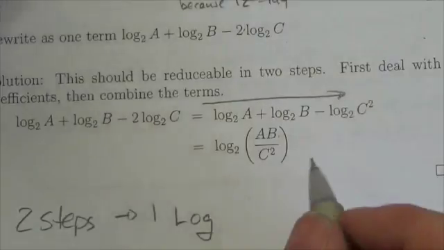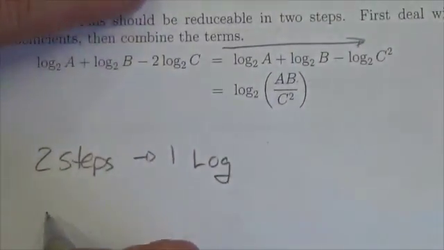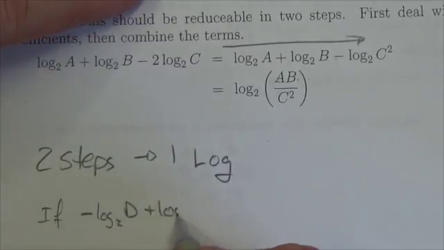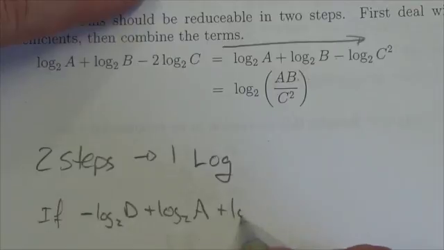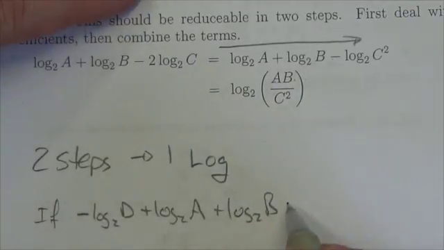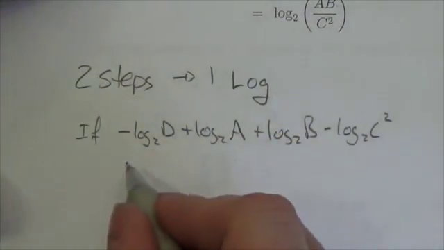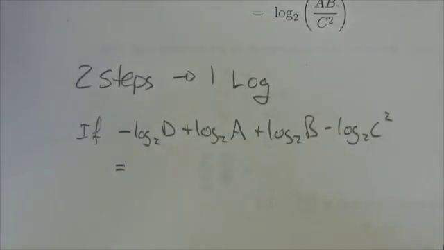Now, just to expand this one step further, let's just say, what if this was the log base 2 of d plus the log base 2 of a plus the log base 2 of b, let's say minus, and I'll move that up right now, c squared. So it's the same question here. Let's say that this was the question. What does this equal if you put it into one logarithm here?